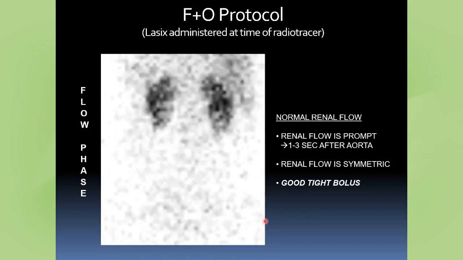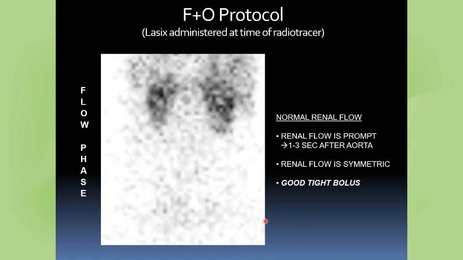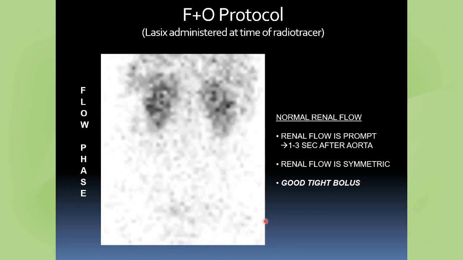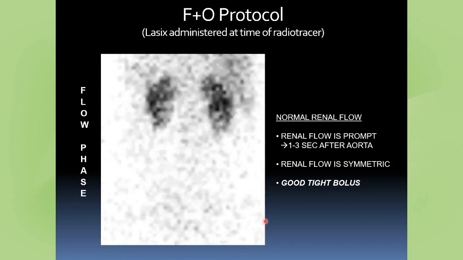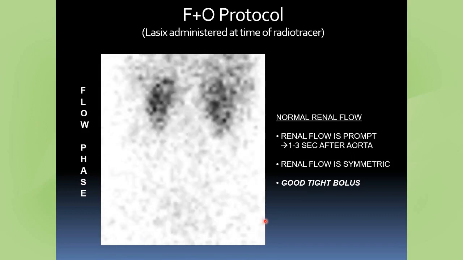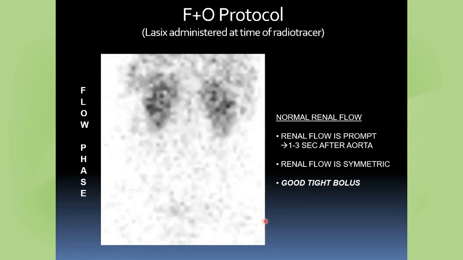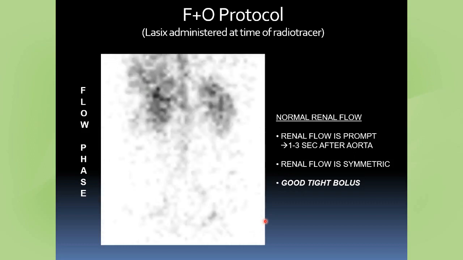Here at our institution, the other thing we like to know is it helps us with quality control, to make sure we had a good tight bolus, because if you had infiltration of the dose, that could skew your results and give you prolonged clearance, a potential false positive. It's rare, but it helps us know that we have a nice tight bolus.